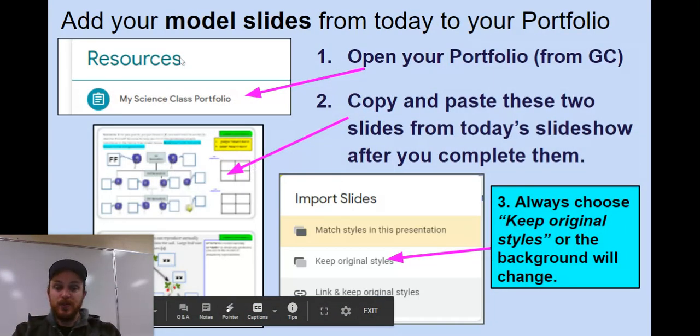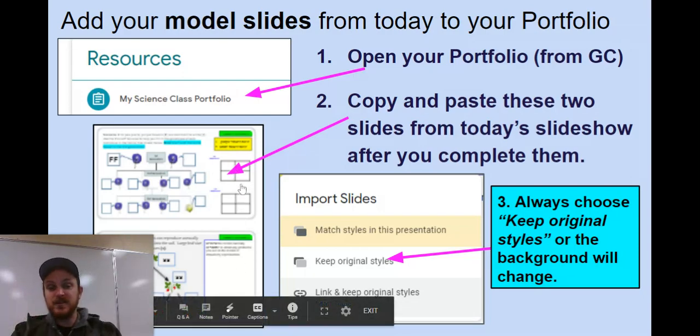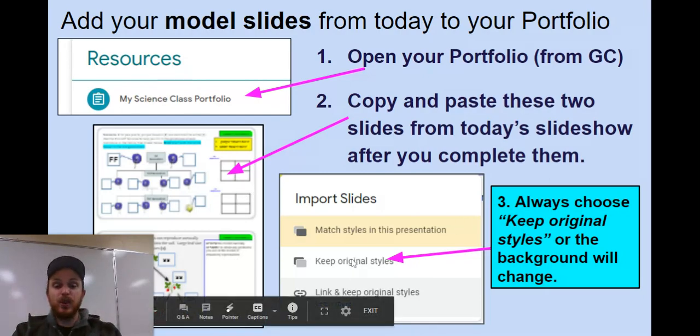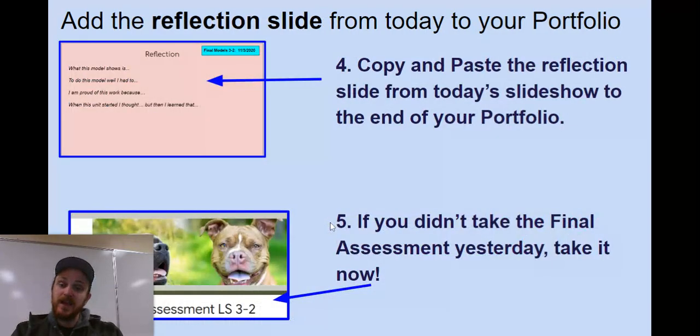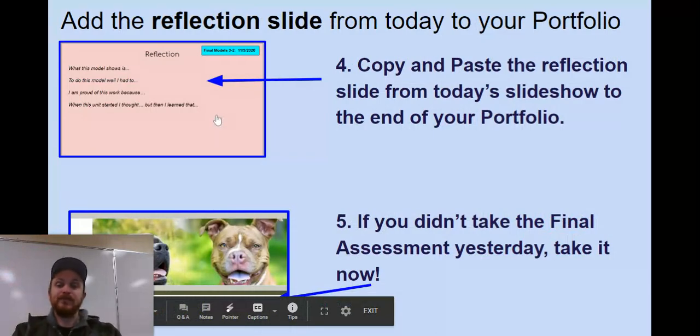So this is the same thing. Open your portfolio. Then you're going to copy and paste these 2 slides from today's slideshow. After they're done, get them done first, then copy them and paste them into the other slide. So you're going to go back and forth between the 2 tabs. Always make sure you click on Keep Original Styles, or they won't look the same. They'll have a weird background, and it'll be hard to read them. Then, after you finish the reflection slide, copy and paste the reflection slide into your portfolio. So you're copy and pasting 3 slides, 2 models, and one reflection.